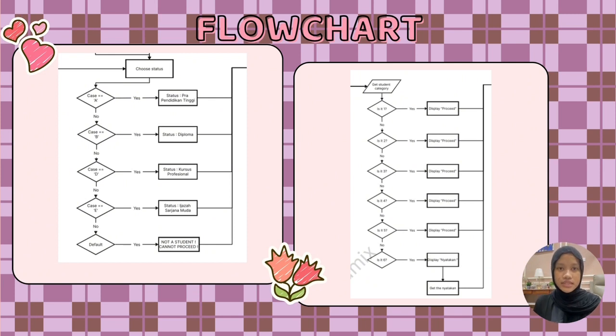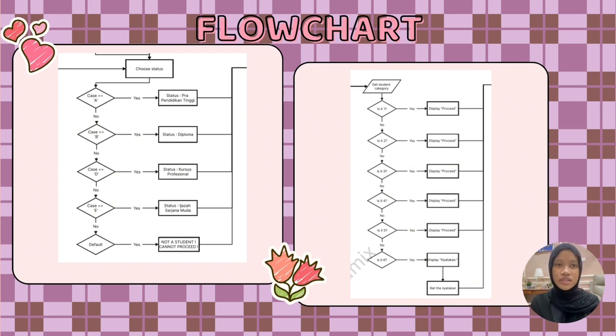For choose status, Case A will display pra-pendidikan tinggi, Case B will display diploma, Case D will display kursus profesional, Case E status ijazah sarjana muda, and instead of A, B, D, E will display not a student and cannot proceed. Next, we will get the student category.